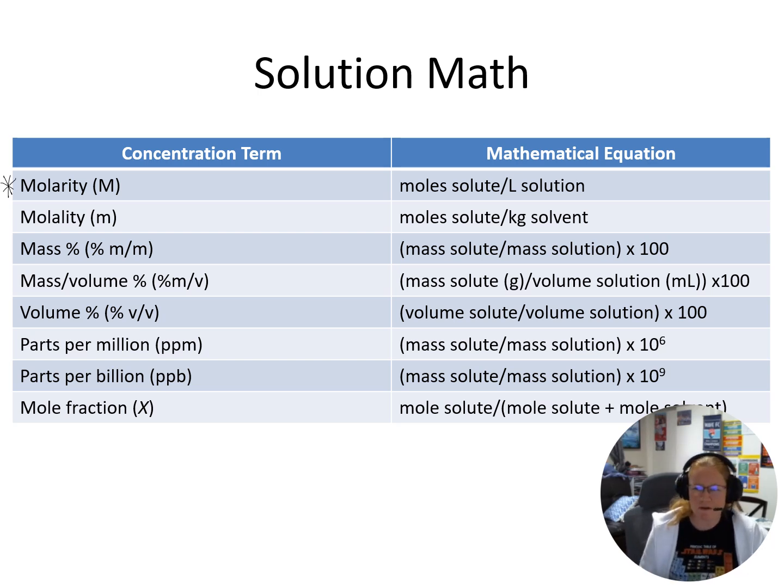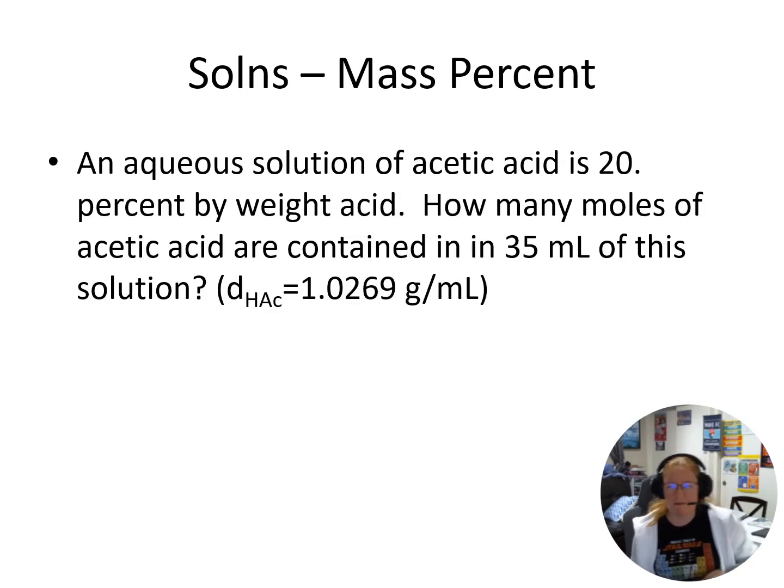So we're going to look a little bit more at that molarity and mass percent and kind of refresh some of that. Okay, so here I have an example where we've got some acetic acid, has a mass percent, 20% by weight acid. We've got 35 mils of this acetic acid solution. We have a density for the solution, and we want to know in 35 mils of this solution at this density and this percent, how many moles of acetic acid do we have?